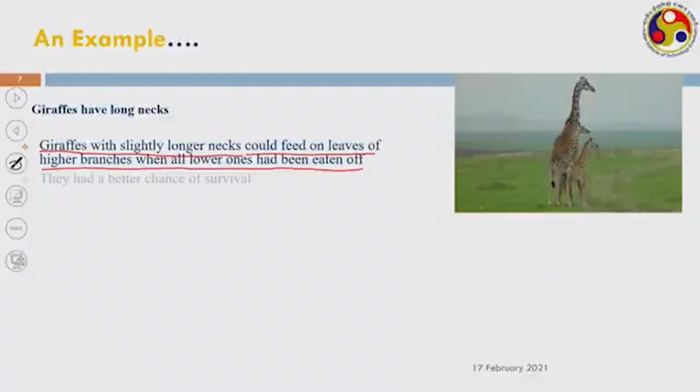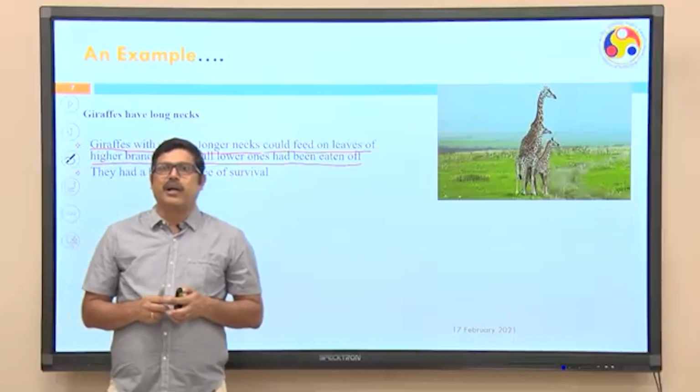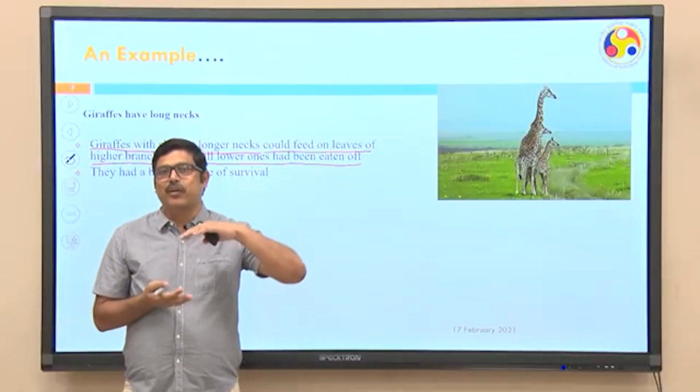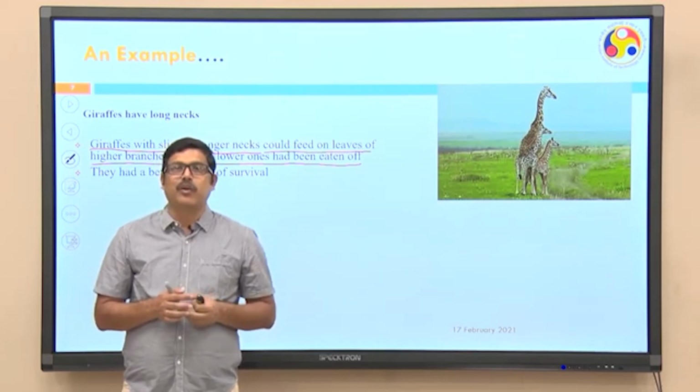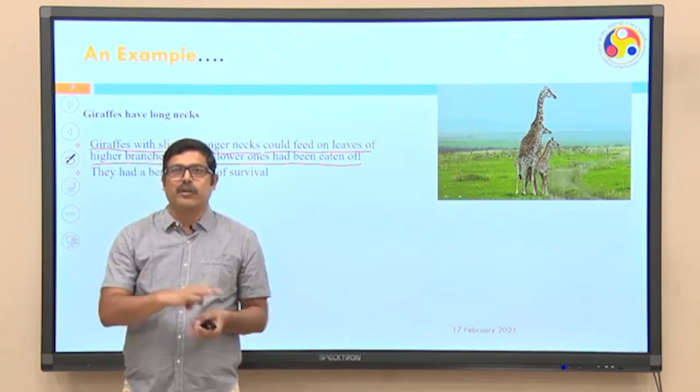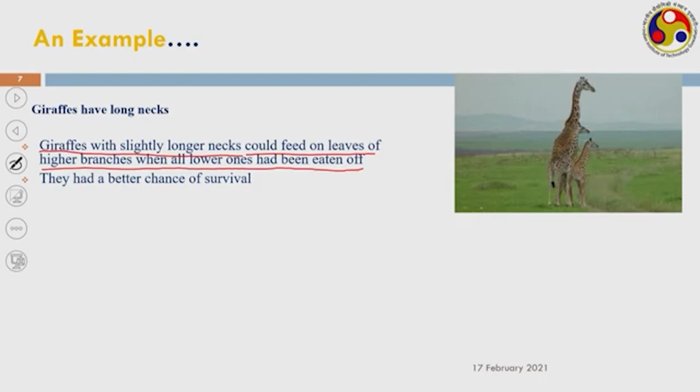Okay. And that had a better chance of survival. So, therefore, what has happened is that those giraffes having slightly longer necks had a better chance of survival, because when there are no leaves on the ground, they can take the leaves from the higher branches. Okay. So, they had a better chance of survival.